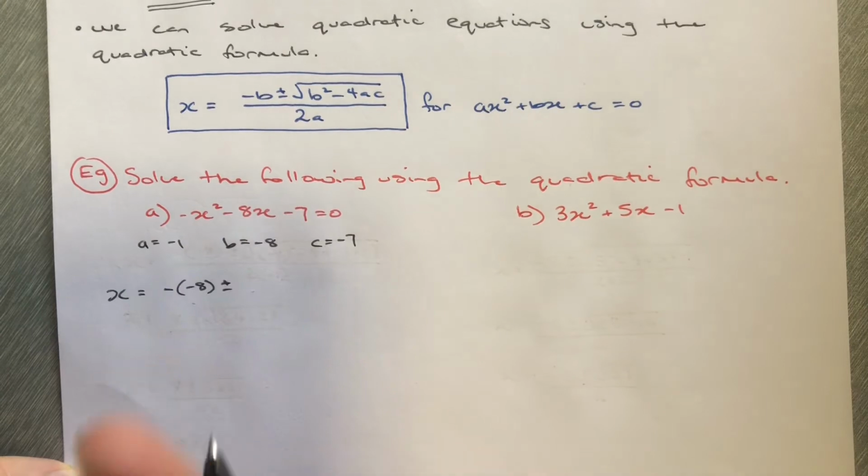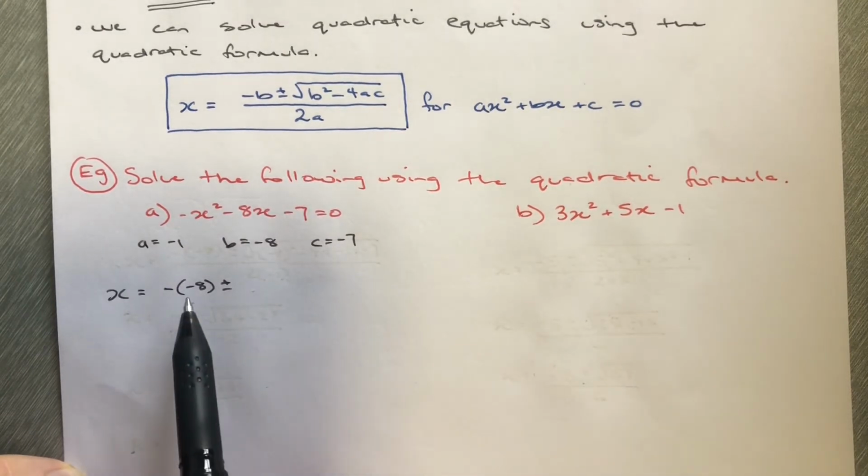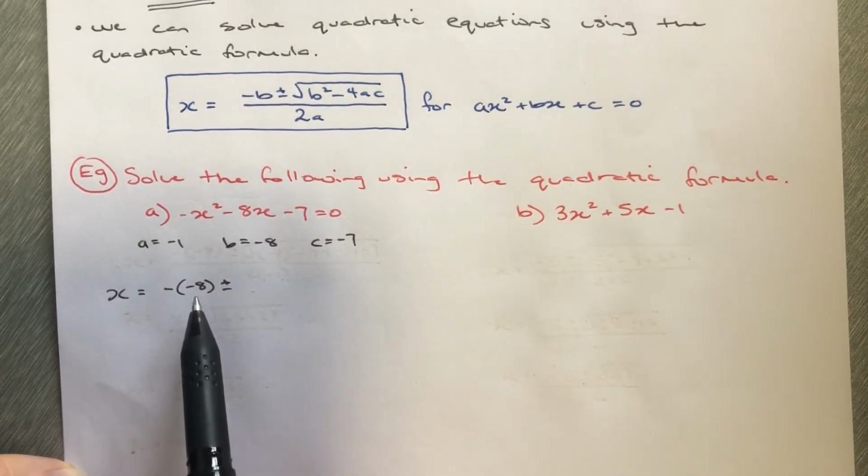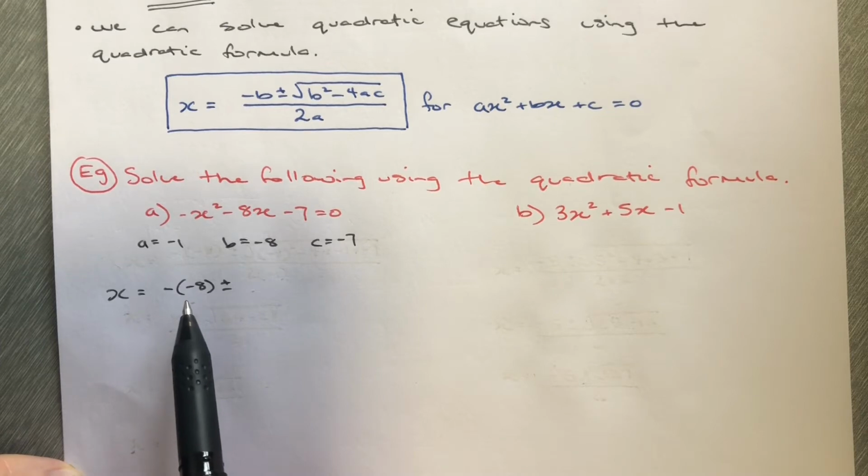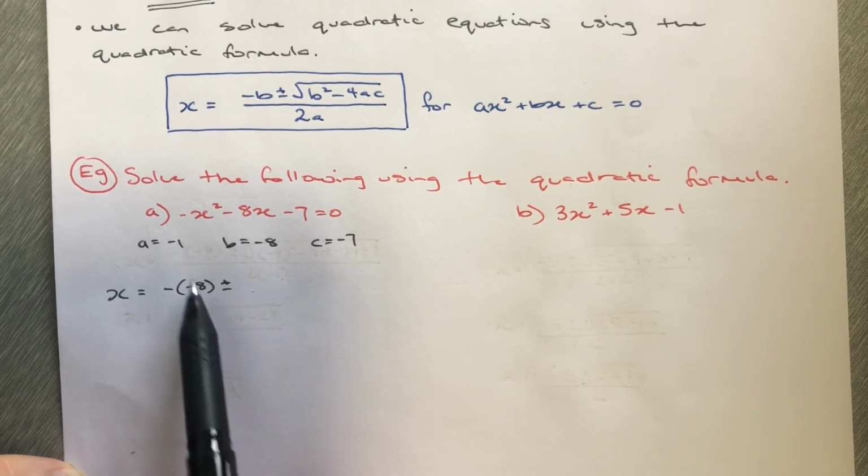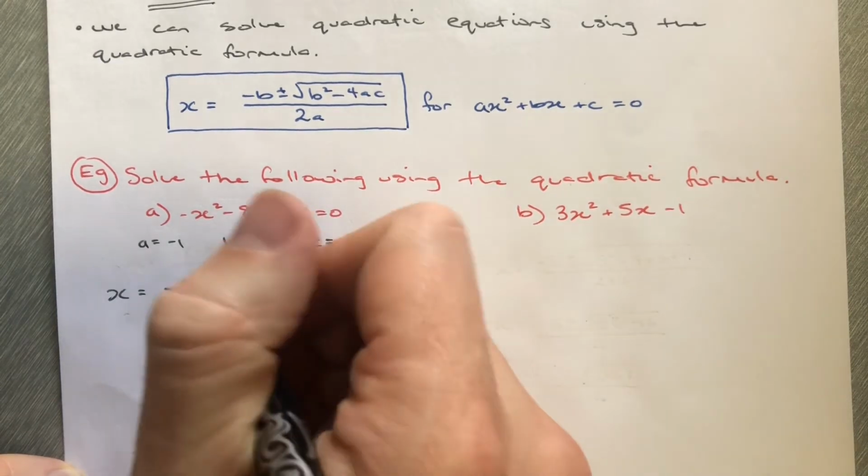Now what I like to do when I substitute numbers in is put them inside brackets, because one thing that happens is people end up making mistakes with negative numbers. So that's why I've done that there, because a negative and negative is going to end up being a positive, so I don't get confused.